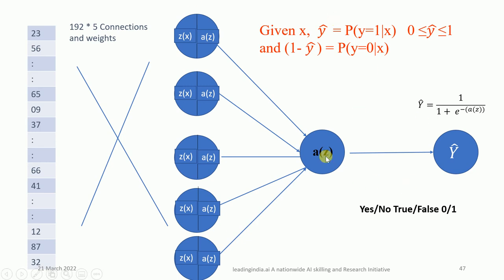This is the final activation function, which here is a sigmoid activation function for the true or false output. We can use other activation functions such as softmax, which can be used for classification problems with more than two classes, right?